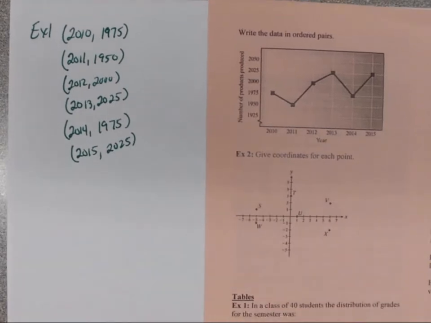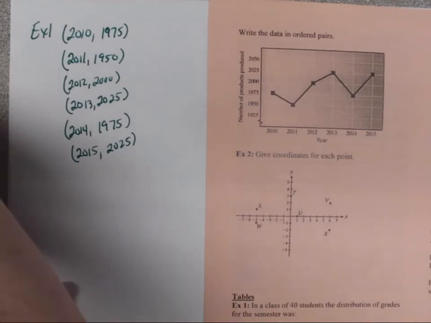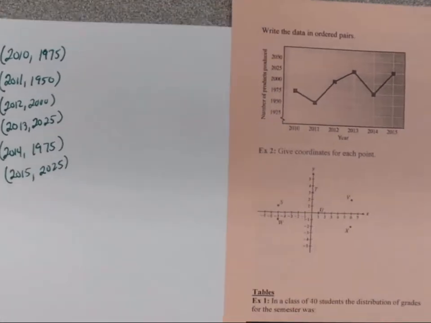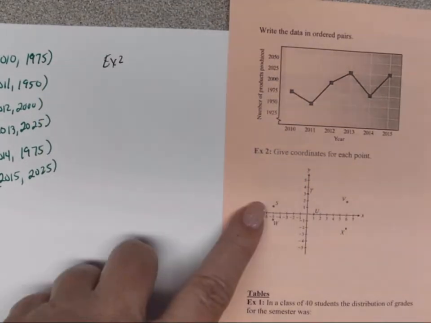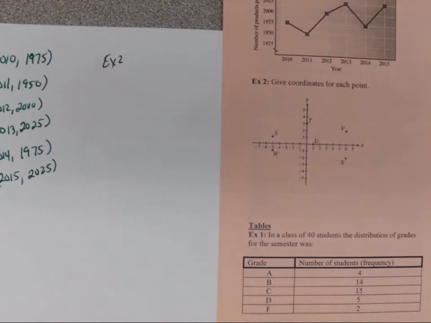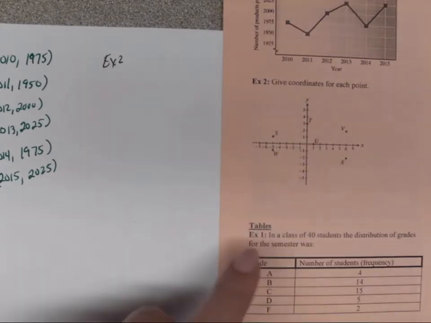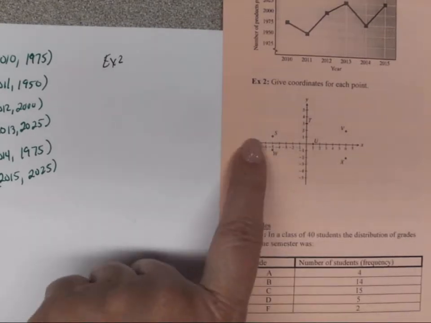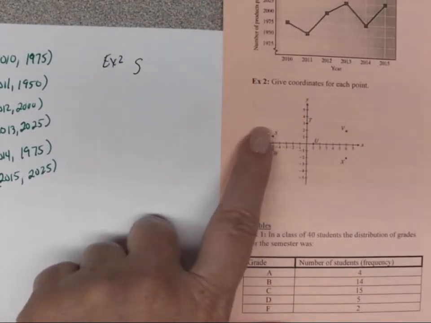All right, so the next example, example 2, we are going to give the coordinates for each point. So we're looking at example 2. And we're looking at the points here, and we're just writing them. Now, those coordinates, again, will be in an ordered pair. And you can go in alphabetical, or you can go in what you see. So I'm going to start from the left and move my way over. And I'm going to label the point because they are labeled.